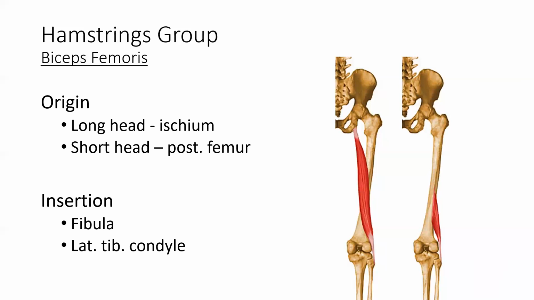So it's interesting here that we have an origin site on the ischium for biceps femoris long head, and the short head of biceps femoris has an origin on the distal lateral femur, and then they insert on the fibula and the lateral tibial condyle. So the long head of biceps femoris will act on the hip joint, and then short head and long head will both act on the knee joint on the lateral side.